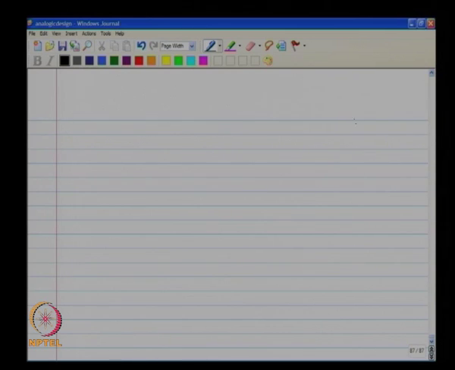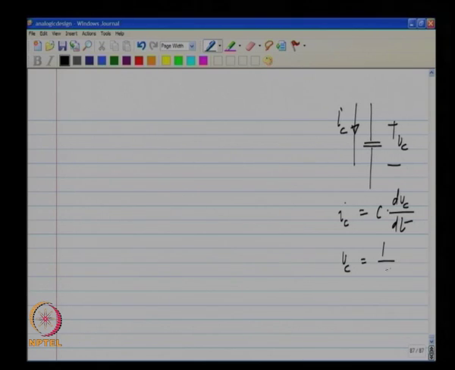So, a capacitor which has a voltage Vc across it and a current Ic through it obeys the relationship Ic is C times the derivative of the voltage, or Vc is 1 over C integral of the current.